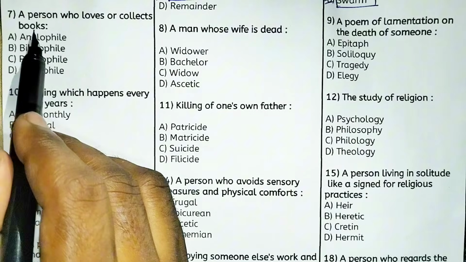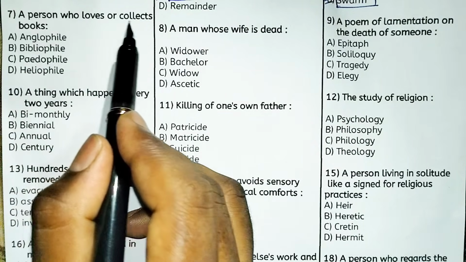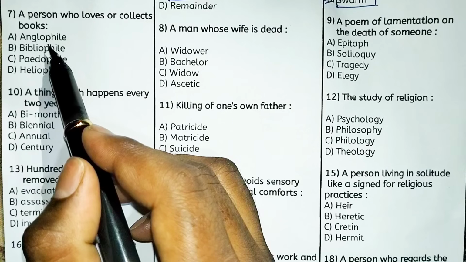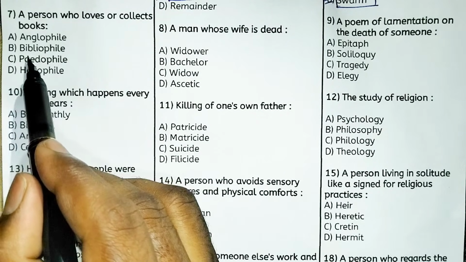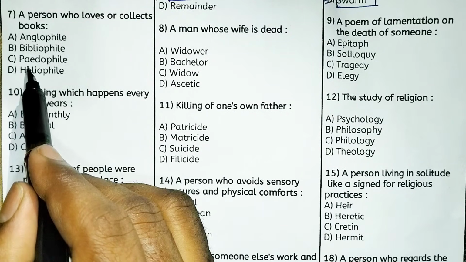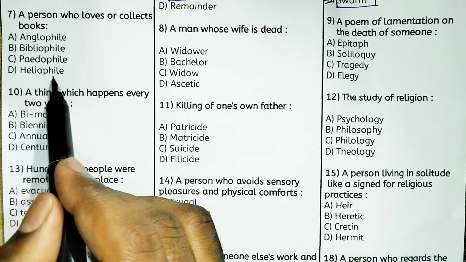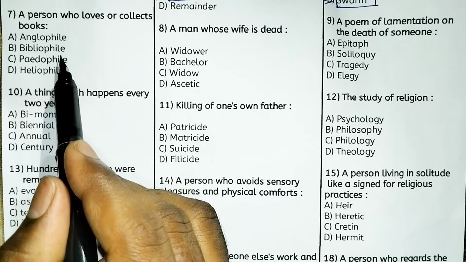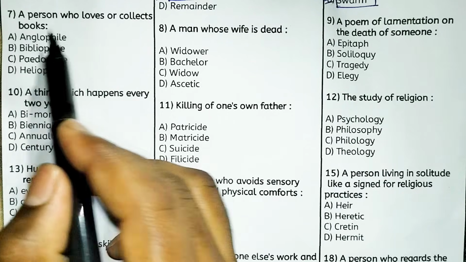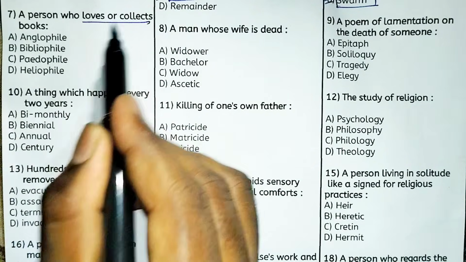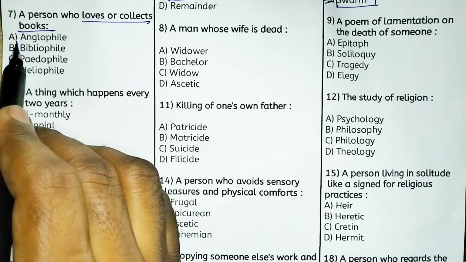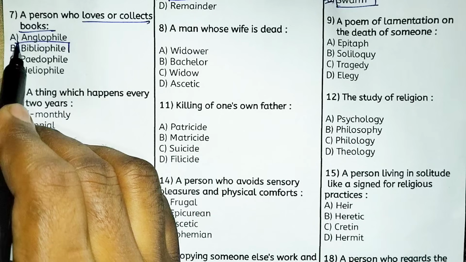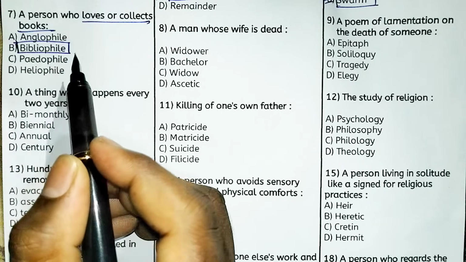Next, a person who loves or collects books. Look at the options. Option A, Anglophile. Option B, bibliophile. Option C, pedophile, or option D, heliophile. Which one is the right answer? A person who loves or collects books, that is option B, bibliophile.